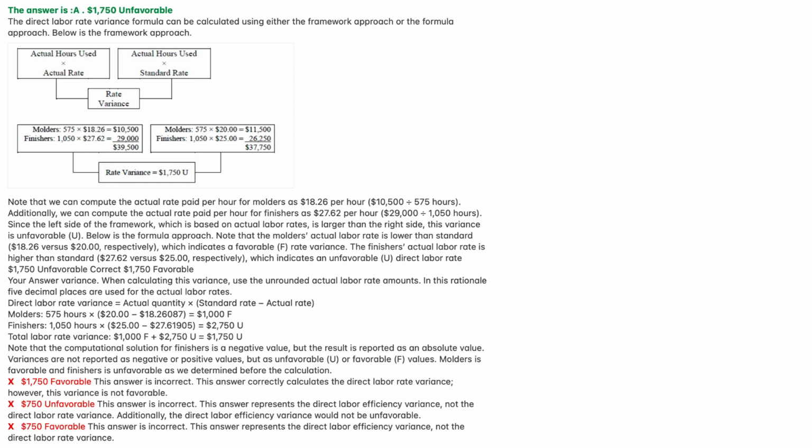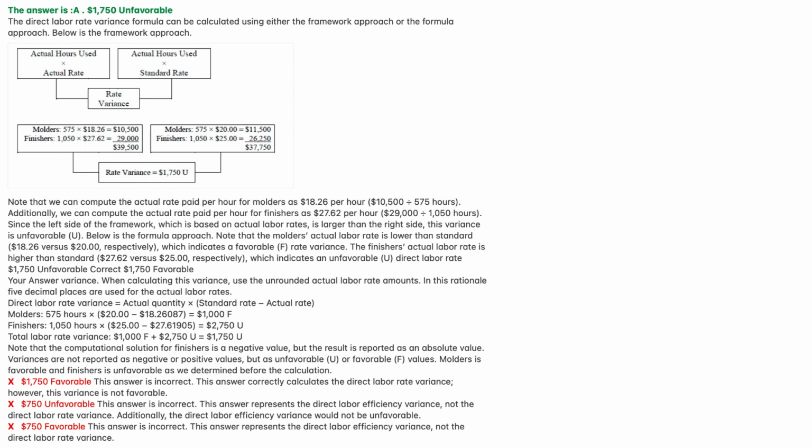Molders, 575 hours times $20 minus $18.26087 equals $1,000 F. Finishers, 1,050 hours times $25 minus $27.61905 equals $2,750 U. Total labor rate variance, $1,000 F plus $2,750 U equals $1,750 U.